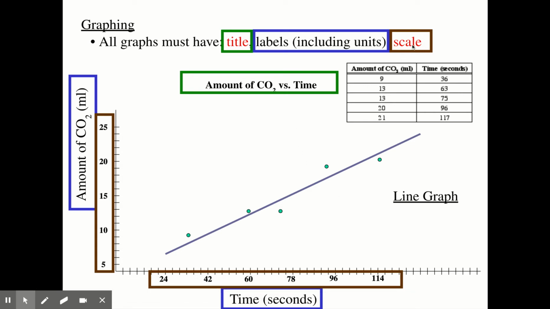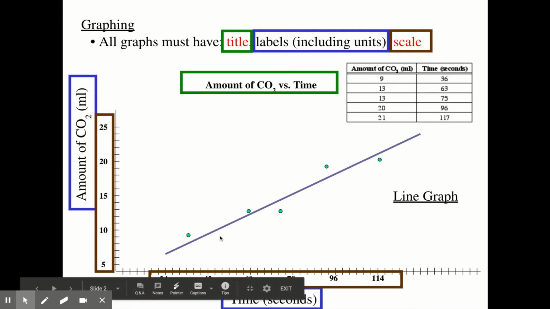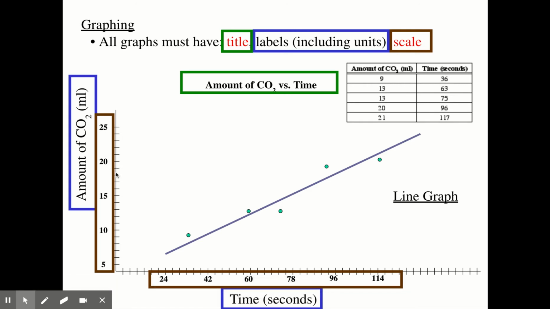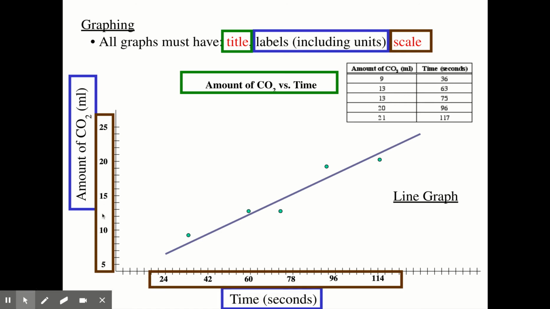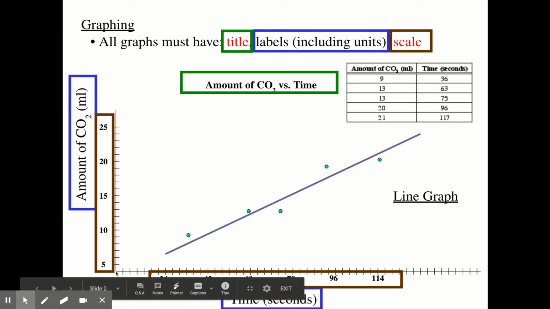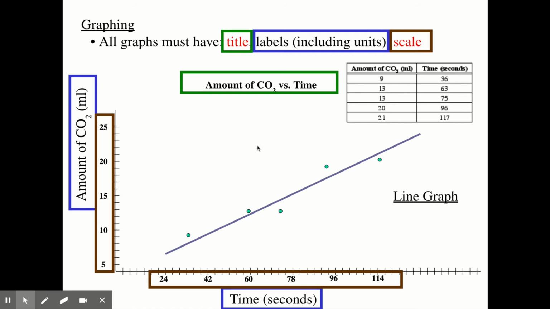And scale. The scale is the numbers on the X and Y axis. That scale has to be the same on the X axis and then the same on the Y axis. I'm sorry, this is the X, this is the Y. So I want you to look at our scale. Did we start at 0? No, that's okay. If I look at my table here, the amount of carbon dioxide is 9 to 21.